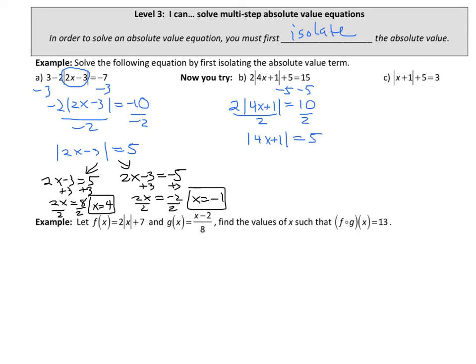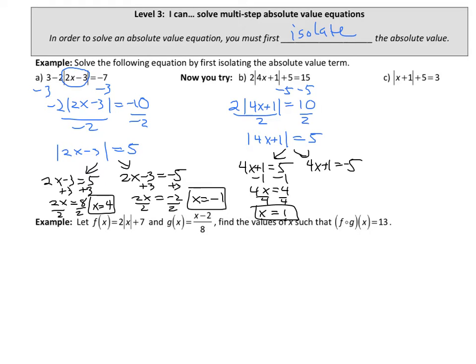equals 5. And now that I have my absolute value isolated, I split it into my two equations. So one equation is 4x plus 1 equals positive 5. The other is 4x plus 1 equals negative 5. And then we solve them both. Subtract 1 from both sides. We get 4x equals 4. Divide by 4 on both sides. x equals 1 is one solution.